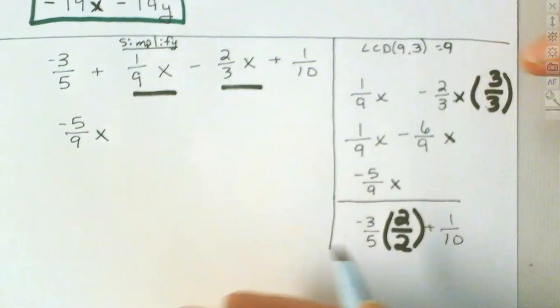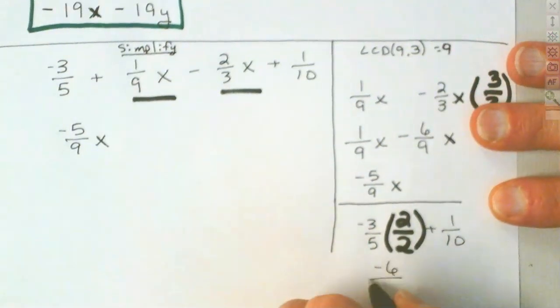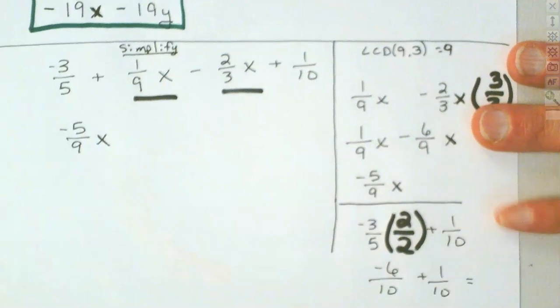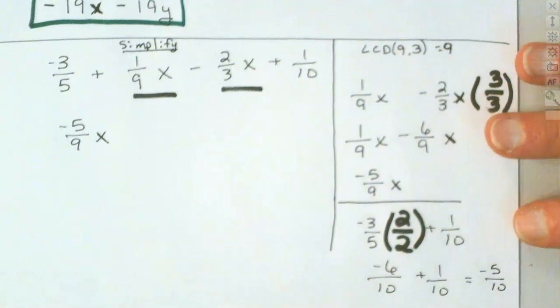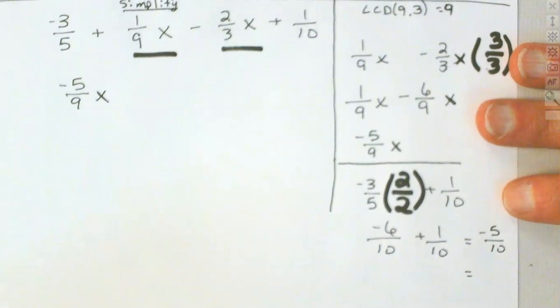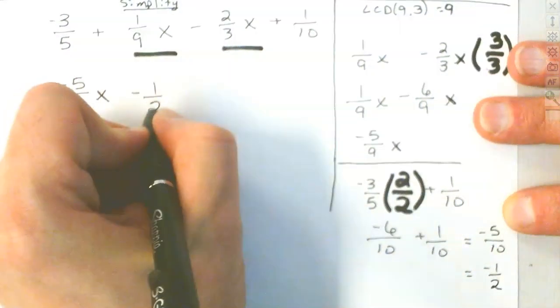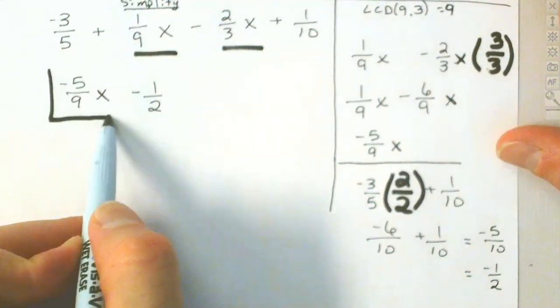2/2. That is now going to leave me with a minus 6/10. And then we've got a 1/10. These can go together, and that's going to make me a minus what? Tenths. And what does minus 5/10 reduce down to? You always have to reduce it down. That's going to reduce down to a minus 1/2. So there's your final finished answer.